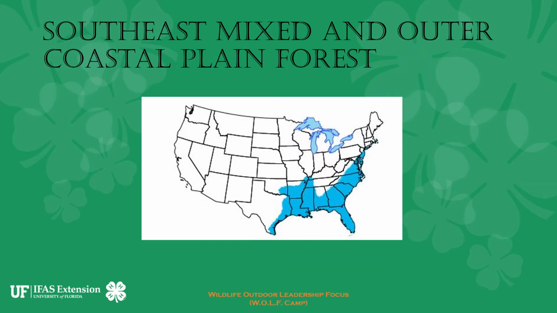We said we were going to focus on the Southeast Mixed and Outer Coastal Plain Forest. You'll hear me refer to it as the Southeast Ecoregion, and it is highlighted in blue here. In this area, the terrain, the countryside, is rolling hills to mostly flat, spaced with marshes, lakes, and swamps, and there are numerous along the coastal plain. The average annual precipitation ranges from 40 to 60 inches. Precipitation is received throughout the year, and summers are hot and winters are mild.